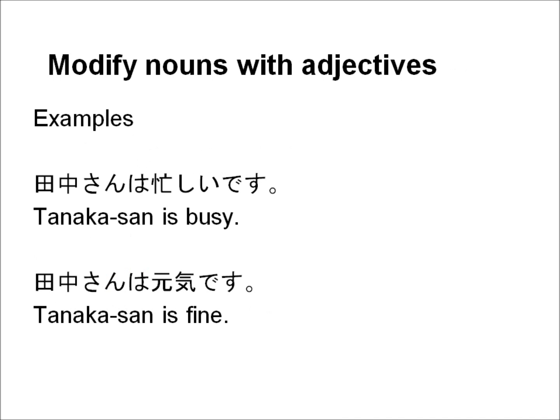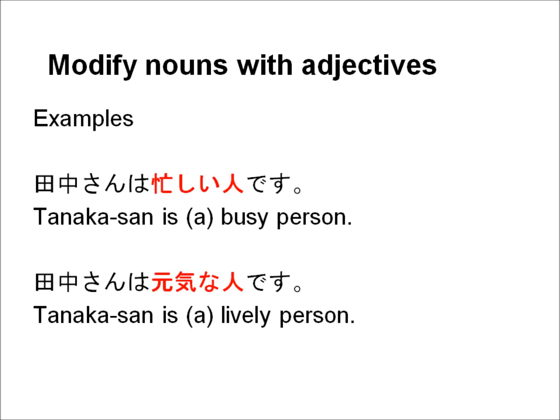By modifying the word for person, or 人, with an adjective, we can now describe what somebody is like as a person. For example, instead of just saying Tanaka-san is busy or fine, we can now say 田中さんは忙しい人です or 田中さんは元気な人です.